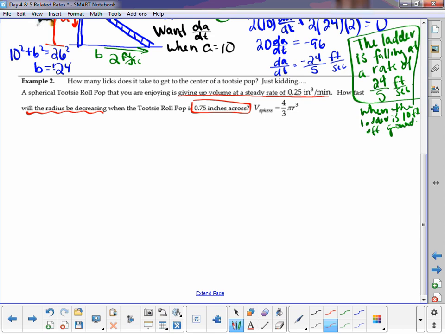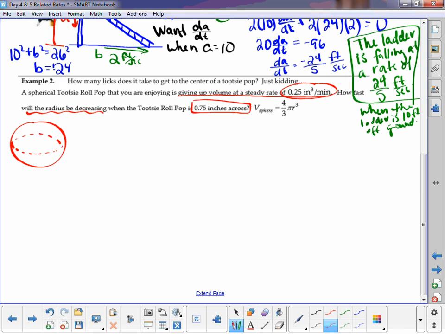Alright, first let's go and draw a picture. Sometimes you don't really need a picture to get an idea of what's going on, but I think it's cool. So I've got this Tootsie Pop. And they tell us that it is giving up volume at a steady rate of 0.25 inches cubed per minute. What is this representing? The rate at which it's losing volume.